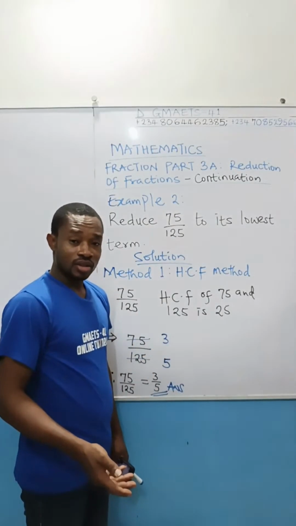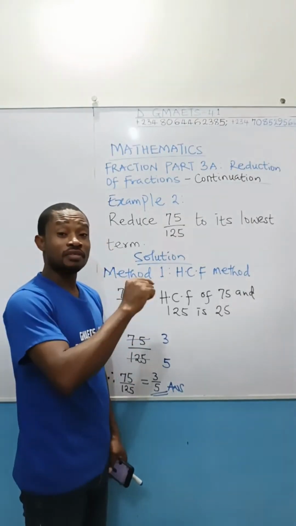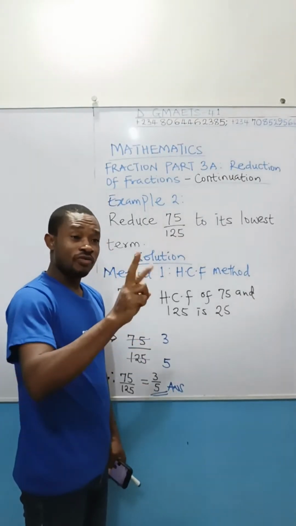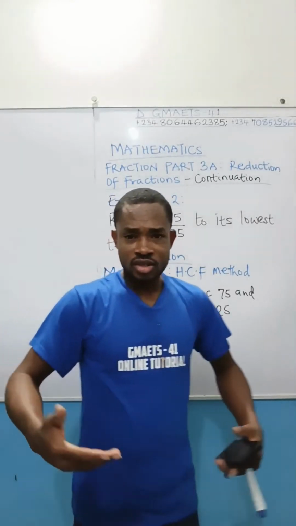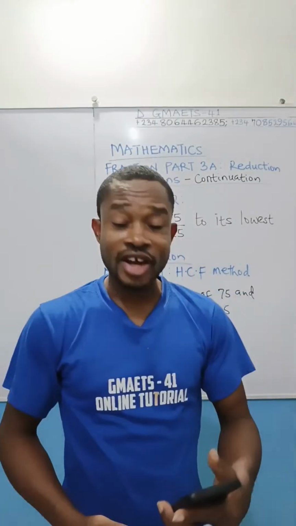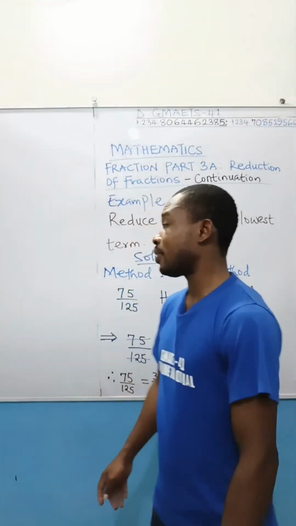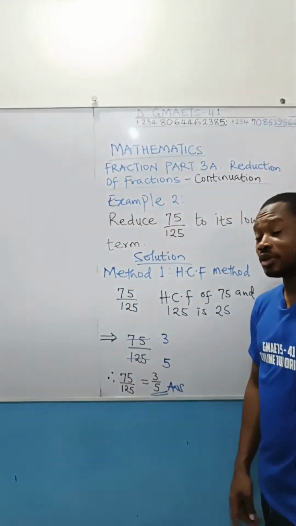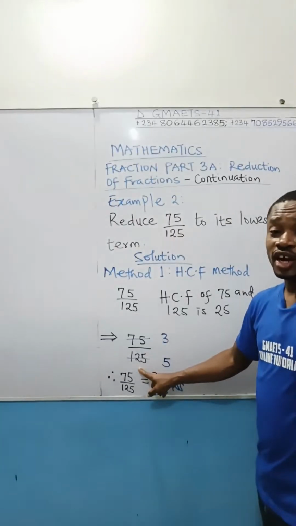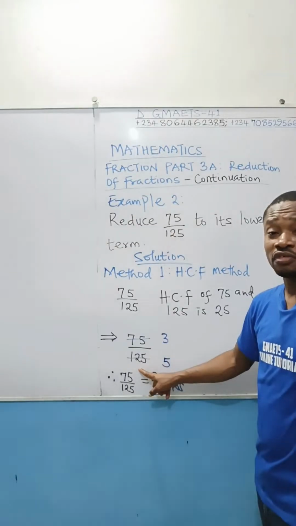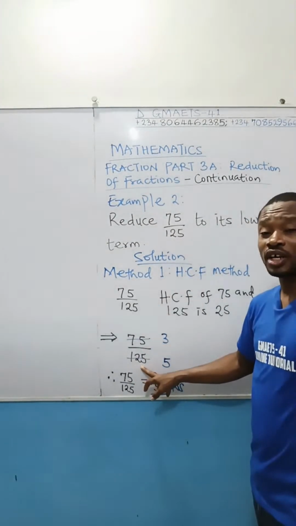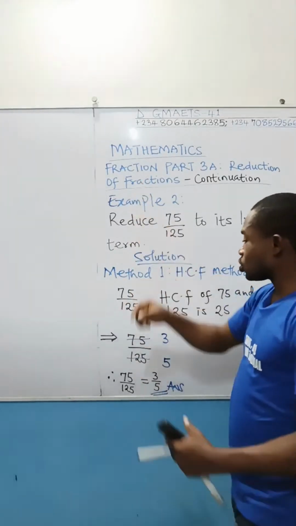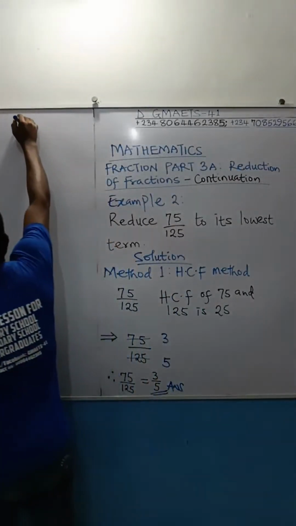Since I used two 5s to reduce 75 to 3, I'm going to multiply both of them. 5 times 5 will give you 25. So from there, I get the highest common factor, which of course applies to 125 also, because 5 can divide 125 to give you 25, and 5 can still divide 25 to give you 5. So two 5s again reduce 125 to 5. In fact, we'll see it in method 2.